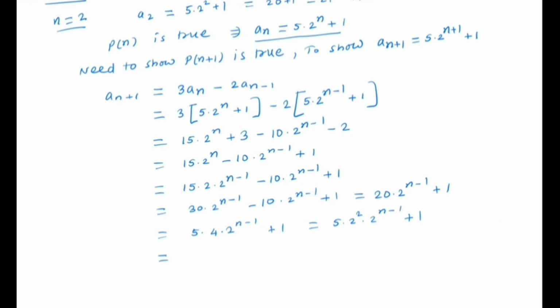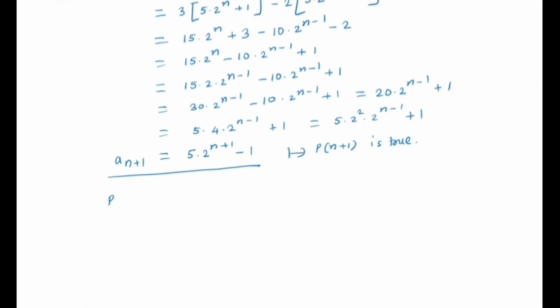So 2^2 and 2 times 2^{n-1}, that is 2^{n+1-1}... so we get a_{n+1} is equal to 5 times 2^{n+1} + 1. So eventually we get that P(n+1) is true.